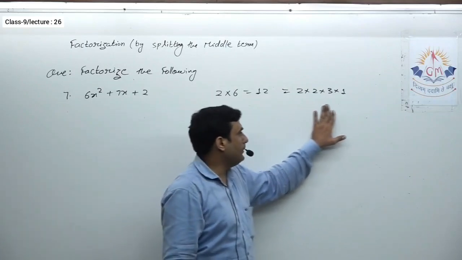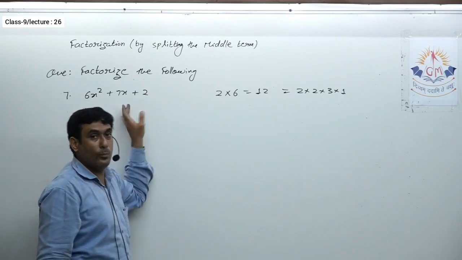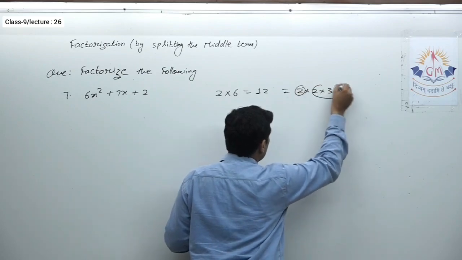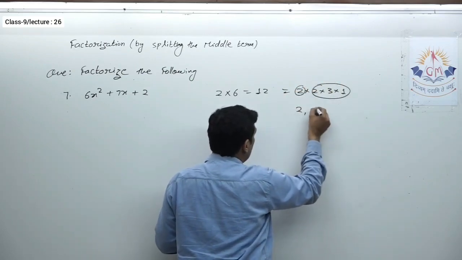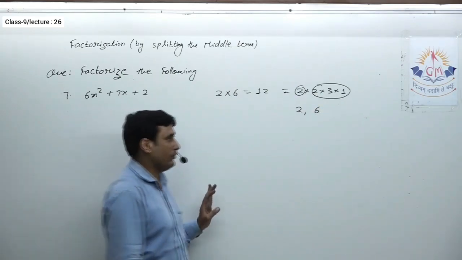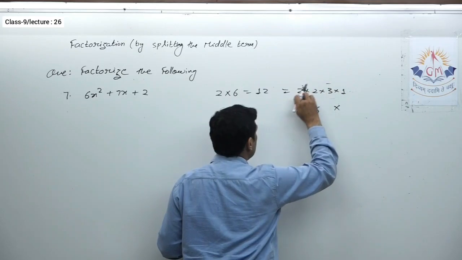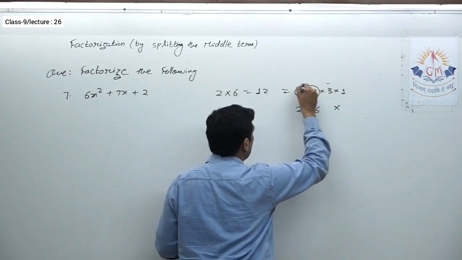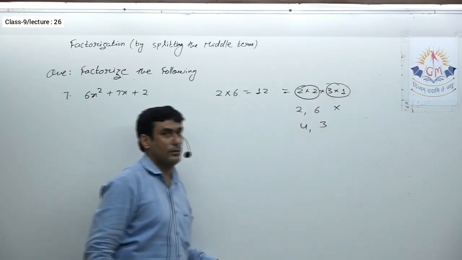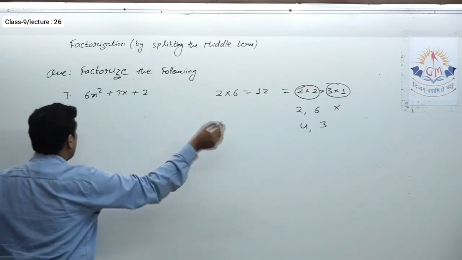Now we have to make two groups out of these four factors such that their sum is positive 7. So if I take this and these remaining in different groups, 2 and 6, definitely their sum is 8, their difference is either 4 or minus 4, so that won't work. So I have to think about any other combination, isn't it? So let us take these two together and the remaining two together. So 4 and 3. Now definitely 4 plus 3 is 7.